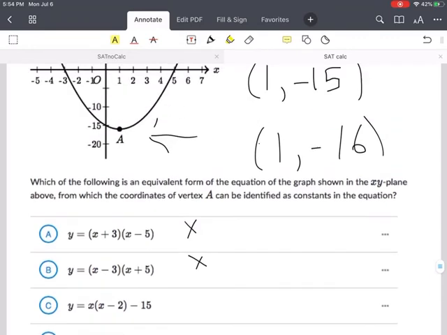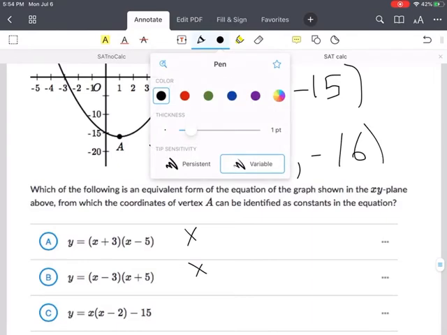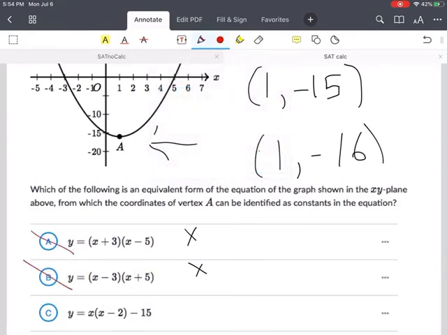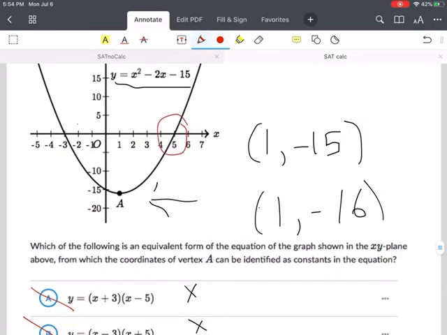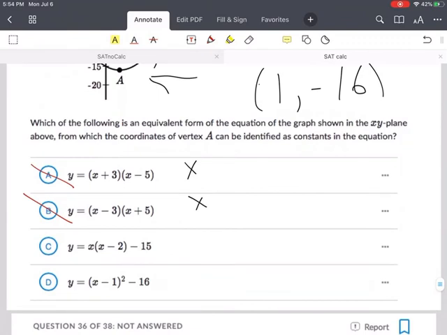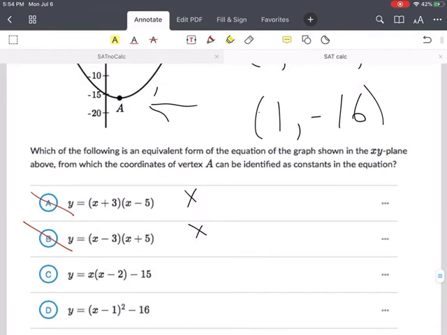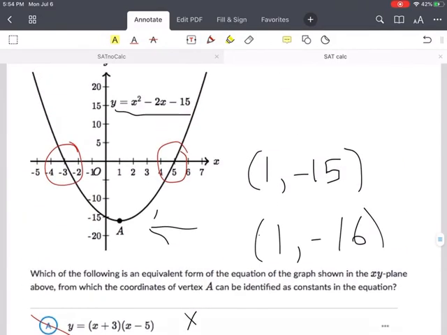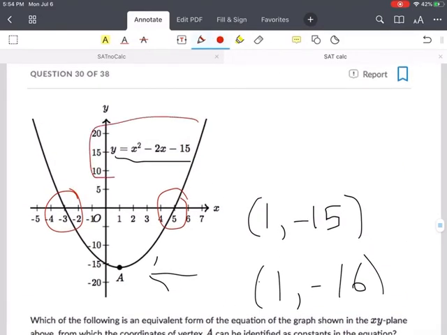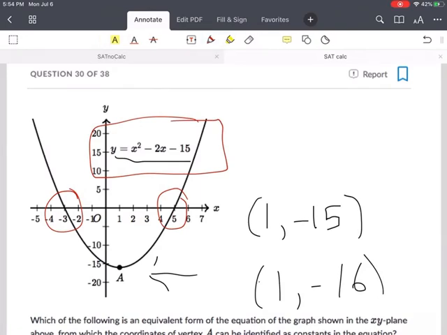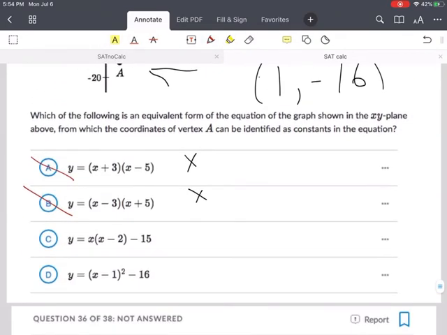We know that A and B are nowhere near close. In fact, the constants in these two equations are the 0 values, right? They're the x-intercepts of the parabola. So A and B are not the right answer, and we're left with these two answer choices, which is C and D. And if we were to solve this out, these two answer choices are actually the same as the equation that they give us. So it's not like one of them is incorrect. Both of them are equal to the original equation.